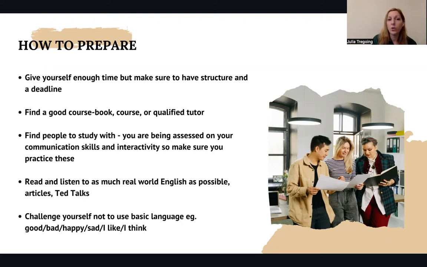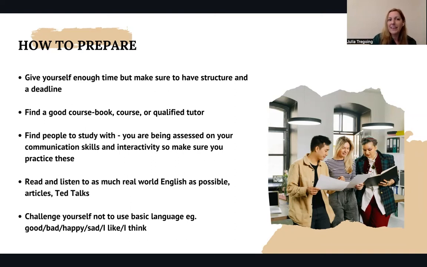Okay, do find a good course book. There are some great course books that you can get. You can easily buy them on Amazon, on Kindle, in the bookstores. I shouldn't forget about the bookstores. So you can easily find a good course book. Again, please email me. I have some recommendations. Find a good course. There are good courses out there. Or a qualified tutor. Please check that your tutor knows this exam well and has taught this exam before.